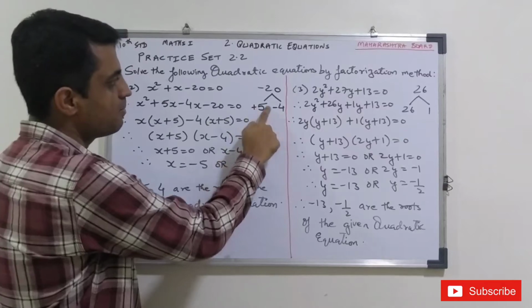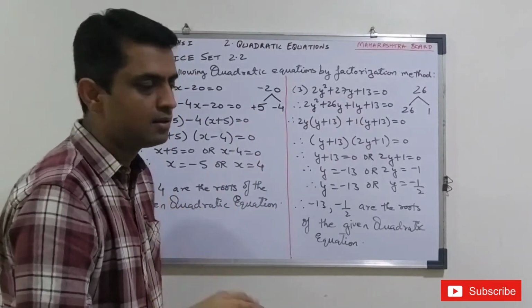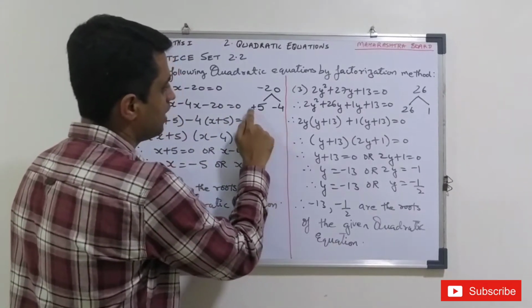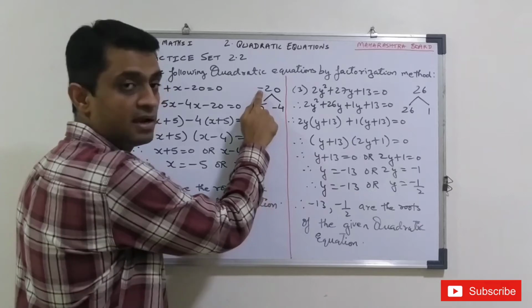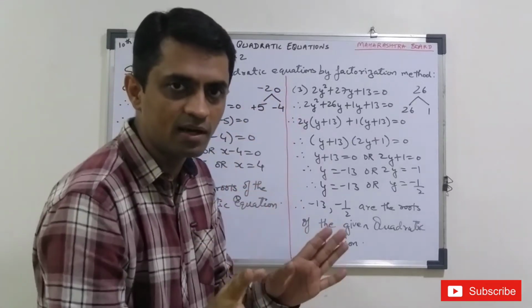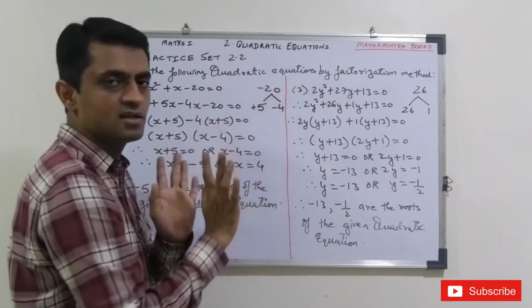So plus 5 minus 4 will give you plus 1. So we want plus 1. And plus 5 into minus 4: now plus into minus is minus, 5 4s are 20. Yes or no? So all the conditions are satisfied. The addition condition is satisfied. The multiplication condition is satisfied.